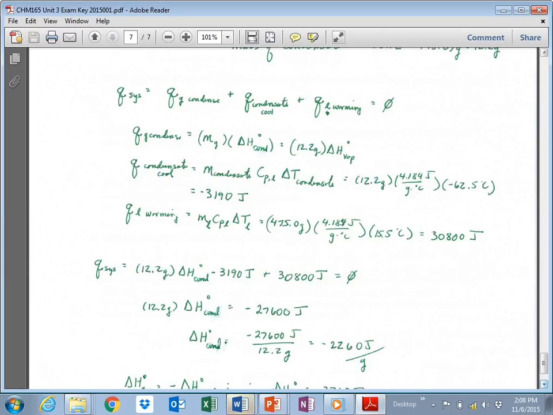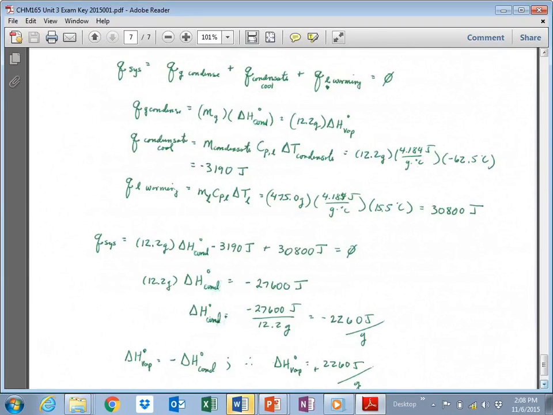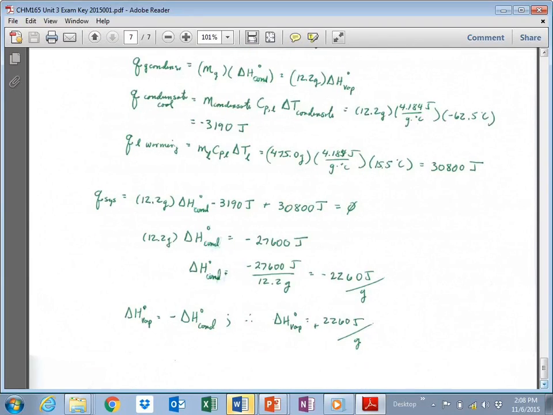And then we were after, actually, that's the heat of condensation. We were after the heat of vaporization, which has the relationship of being equal in magnitude but opposite in sign. So then the heat of vaporization actually is positive 2,260 joules per gram of water, excuse me. All right, so that's kind of it.